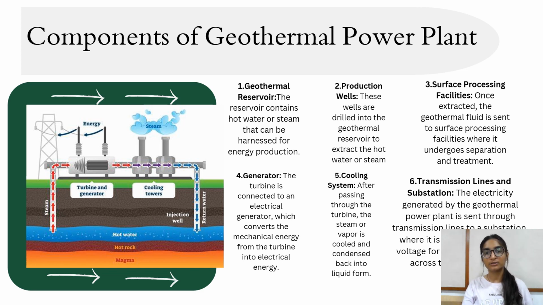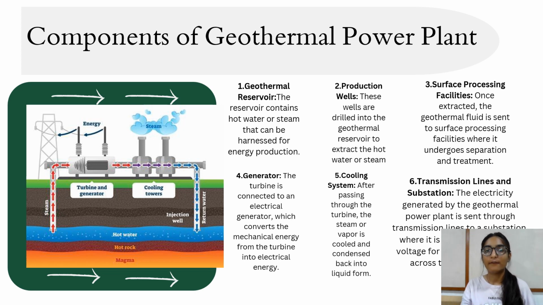Here, the fluid undergoes separation to remove any impurities and is treated to ensure optimal performance in the power generation process. Generator. The geothermal fluid, typically in the form of steam, is directed to a turbine connected to an electrical generator. As the high pressure steam passes through the turbine, it causes the turbine to rotate, thus generating mechanical energy. The generator then converts this mechanical energy into electrical energy.